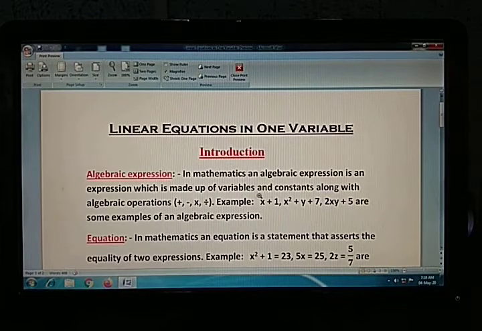So what happens in an algebraic expression is that it is made up of a variable. Here the variable is x, one constant, that is 1 is the constant, and one algebraic operation. Here I have used the algebraic operation plus. It can be minus as well as multiplication and division. So got this point? Now moving on, what is an equation?